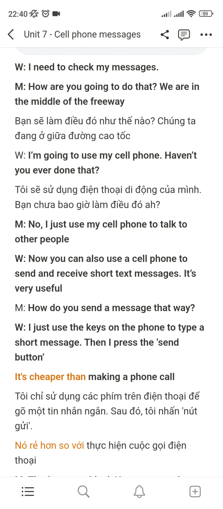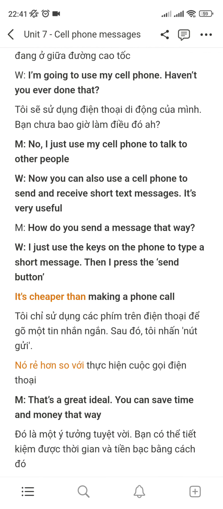Now you can also use a cell phone to send and receive short text messages. It's very useful. How do you send a message that way? I just use the keys on the phone to type a short message. Then I press the send button. It's cheaper than making a phone call.